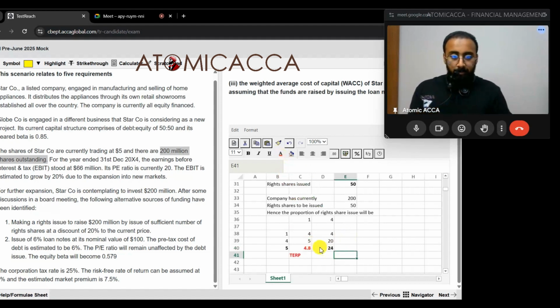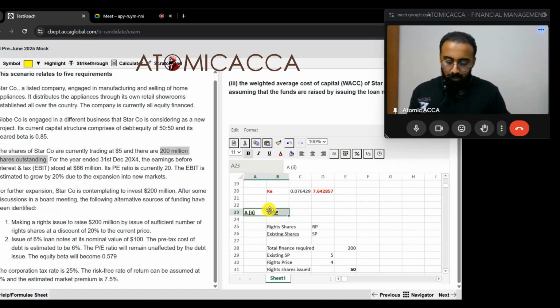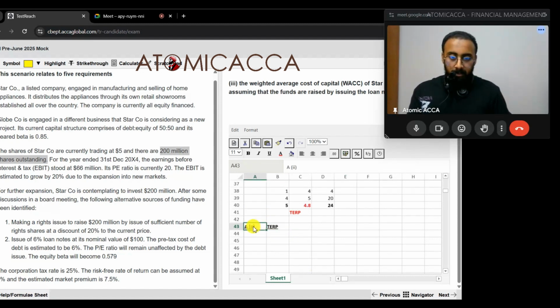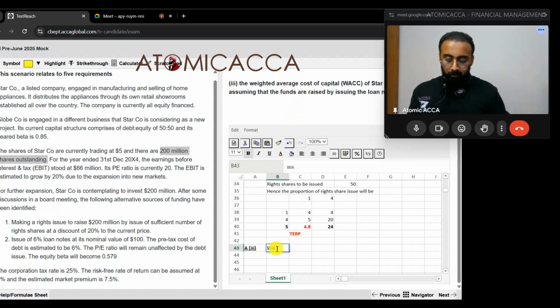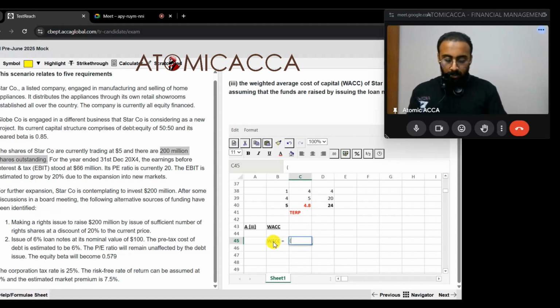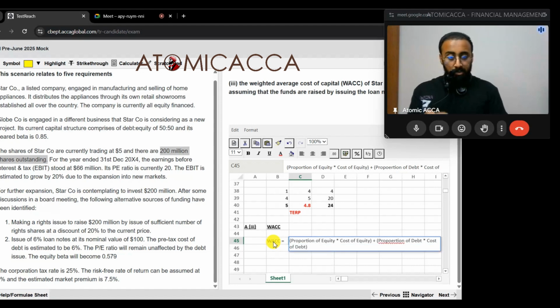This is totally fine. Now what we are left with is one more question, the third question, which was asking for the weighted average cost of capital, WACC. What is the formula for weighted average cost of capital? That is equal to the proportion of equity multiplied by the cost of equity, plus the proportion of debt multiplied by the cost of debt, the post-tax cost of debt.